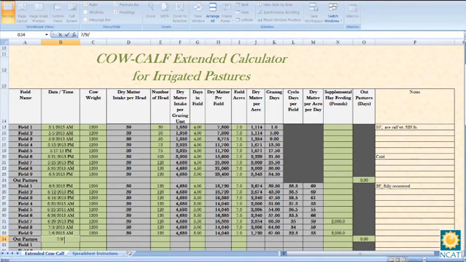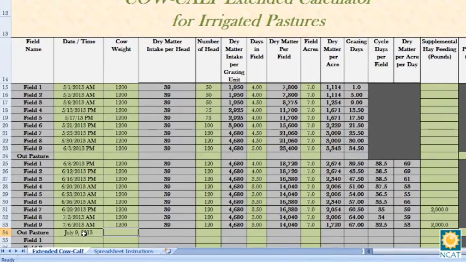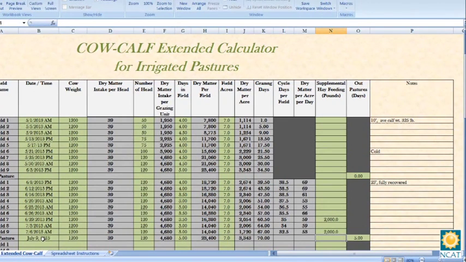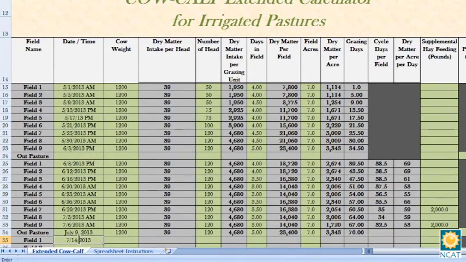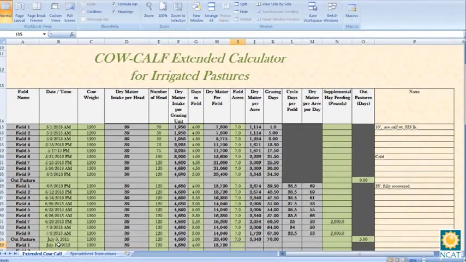On 7/9, we're going to go for 5 days. And just for ease of computation, we're going to say that out pasture is 7 acres also. At the end of that out pasture, note also that this out pasture has been recorded by the calculator in out pasture days. At the end of that out pasture, we go back into field 1 with our cows, and it's a 4-day pasture and 7 acres.